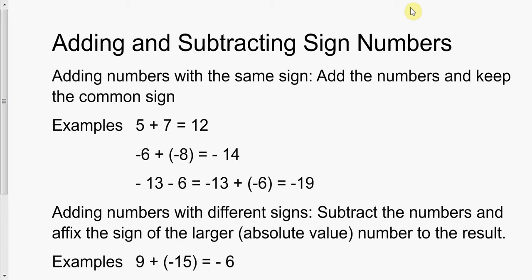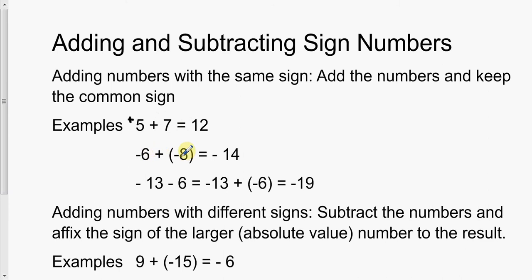Adding numbers with the same sign, if they're both positive, here this 5 is positive and 7 is positive. The sign in front of the number is the sign of the number. -8, right? -6. If the numbers have the same sign, then you just add them and keep the common sign. So here, +5 plus +7 is +12.